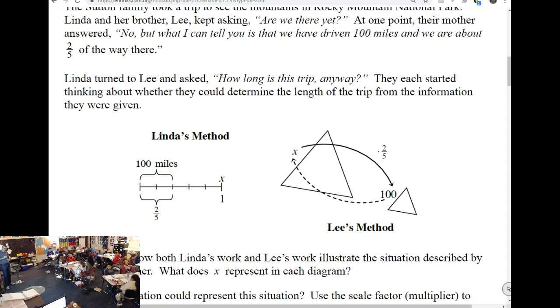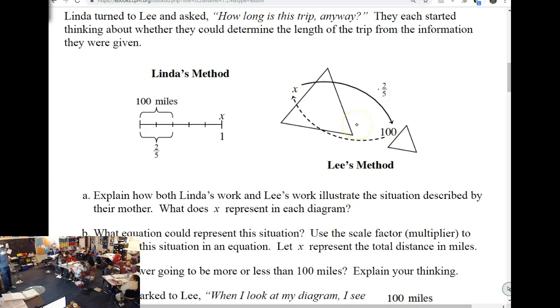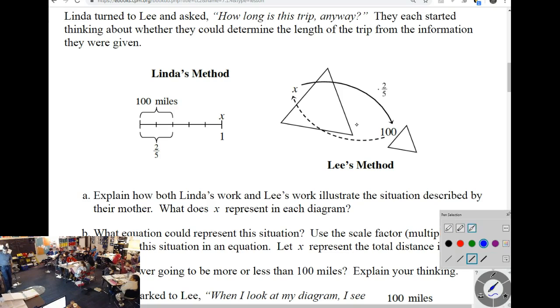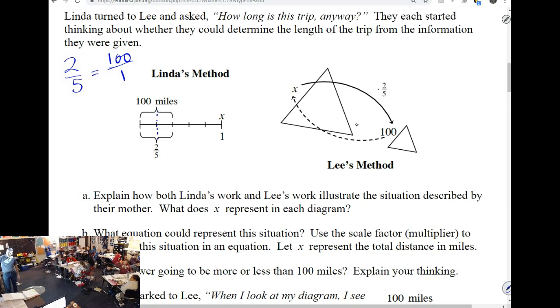All right, George, how'd you process through this? So, this is from Linda's method. I was thinking about just kind of adding things together. Okay, what do you mean? Well, I figured out what one part of the trip was. What is that? That's 50. How'd you do that? I just, the whole two-fifths is 100, and I used the graph. You just put that in half, so that would be 50. So, one of those, yeah, and that would be 50. Oh, that works.